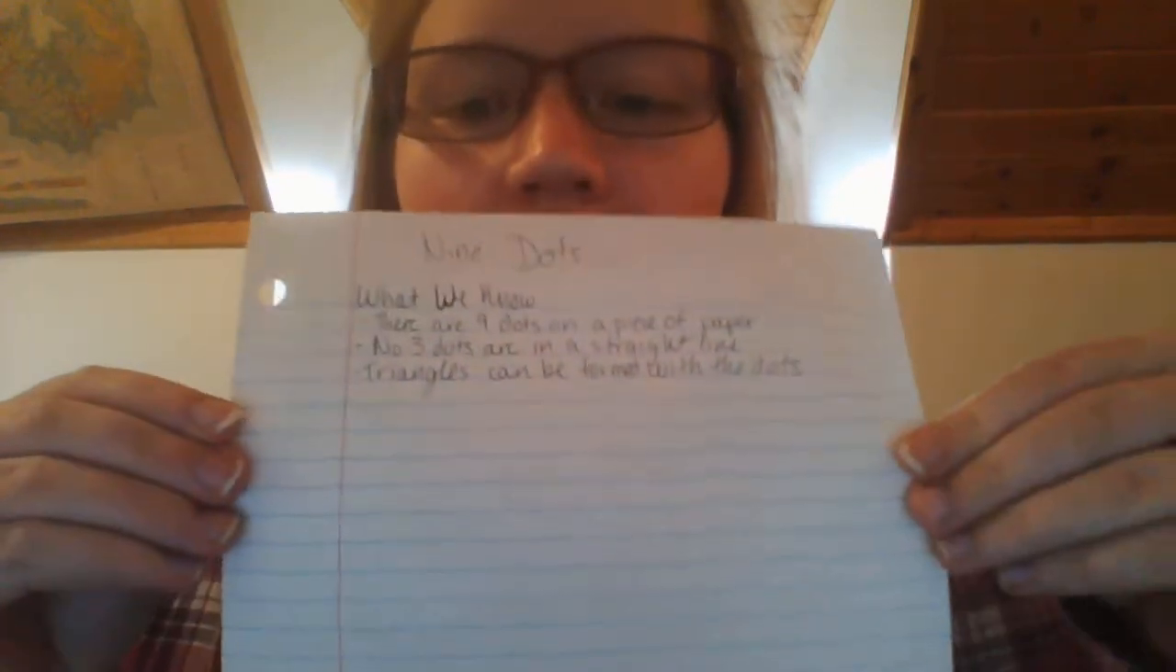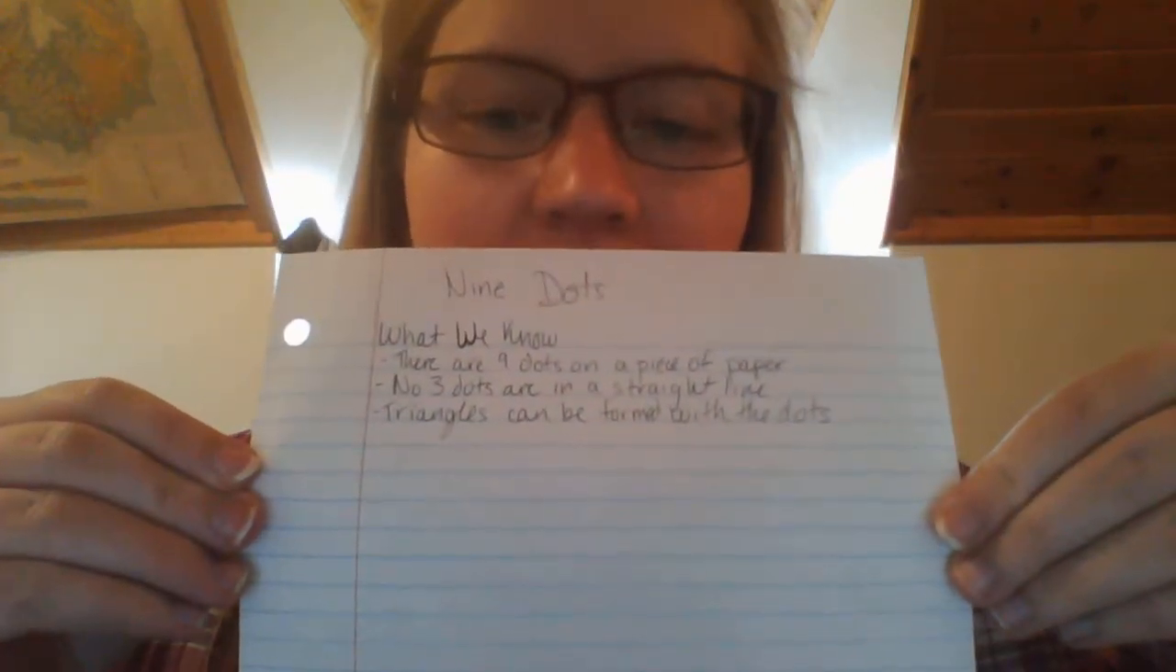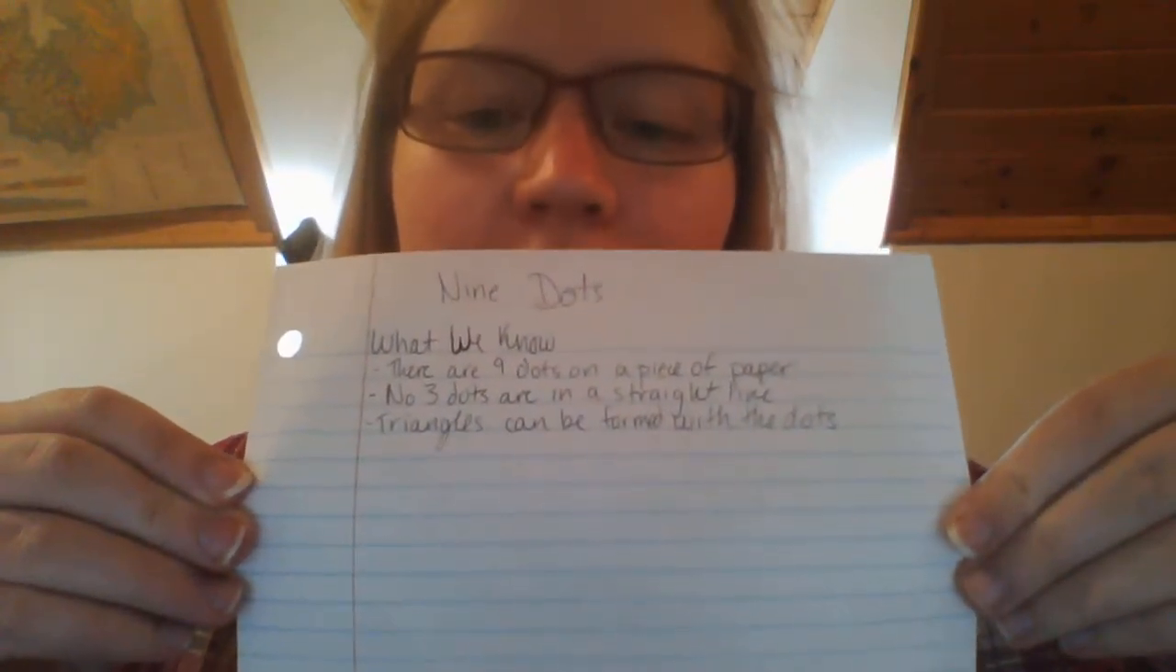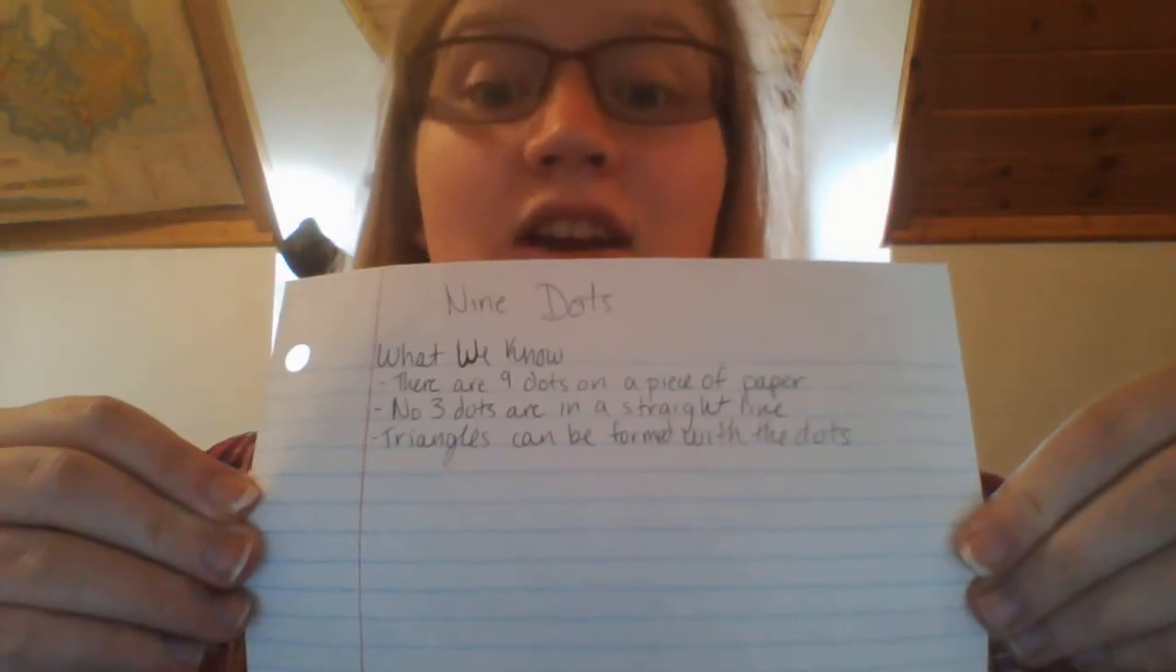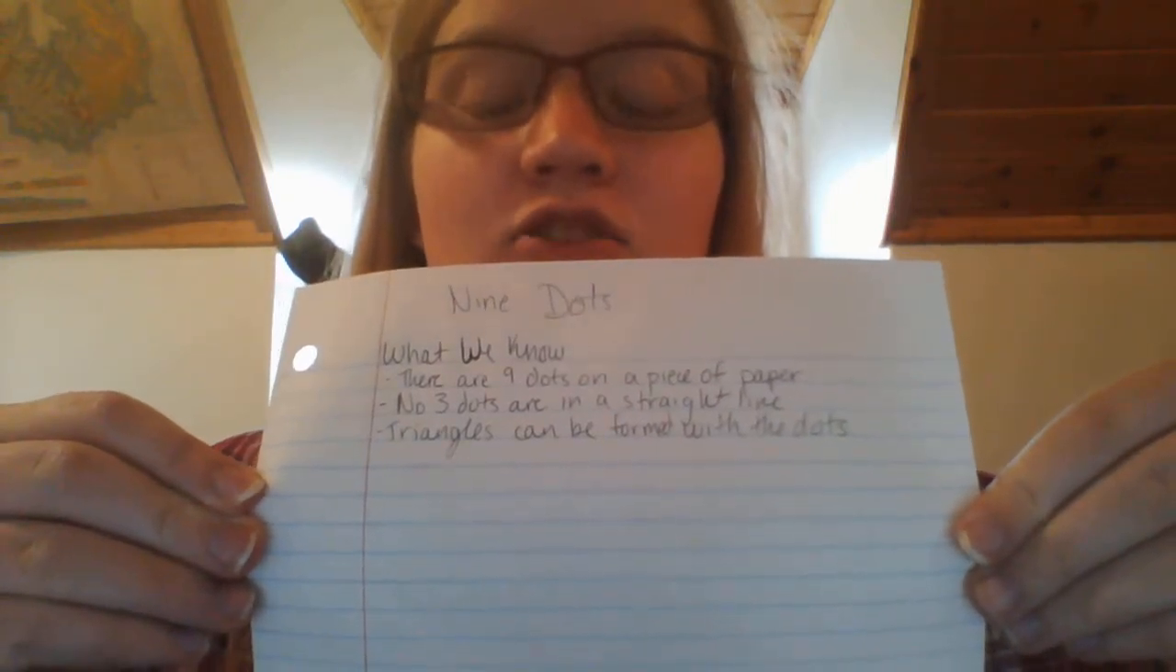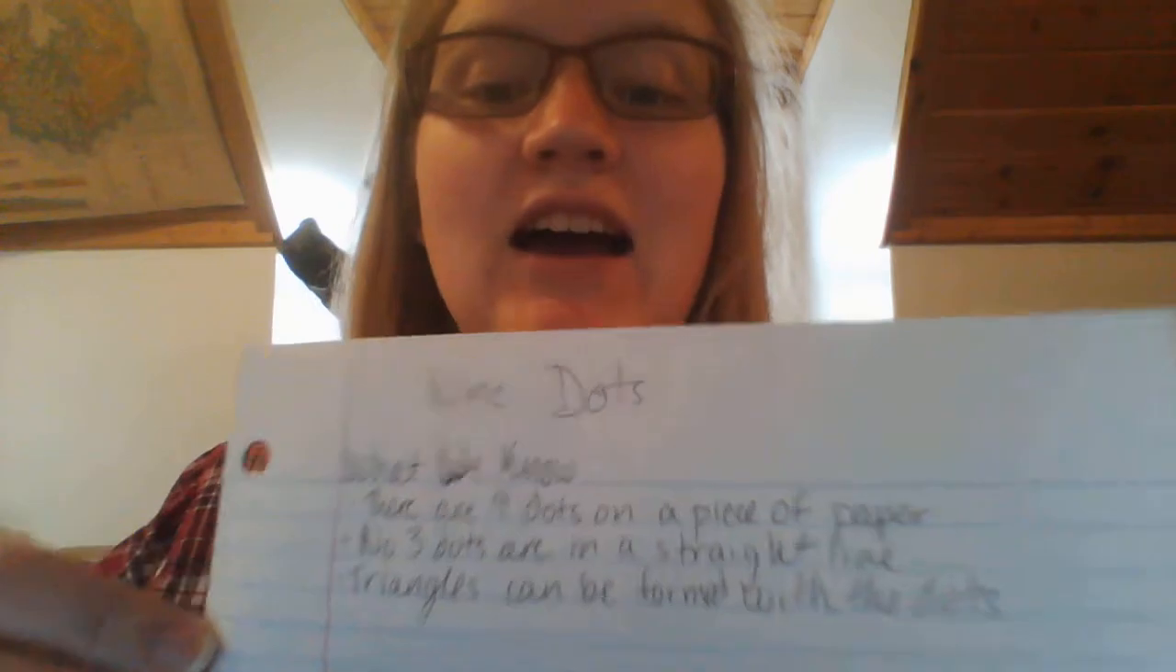And then I thought, there is no way that we can solve this problem. So this was the information that we were given. What we know for this problem was there are 9 dots on a piece of paper, and no 3 of the dots are in a straight line, and the triangles can be formed using these dots.